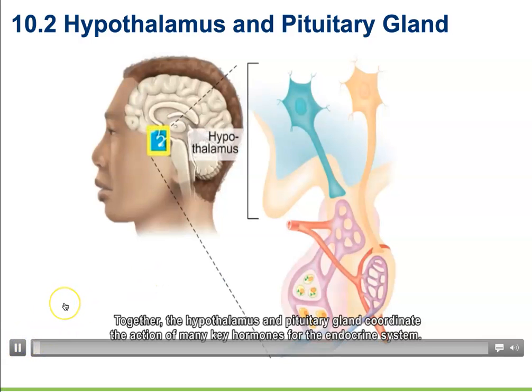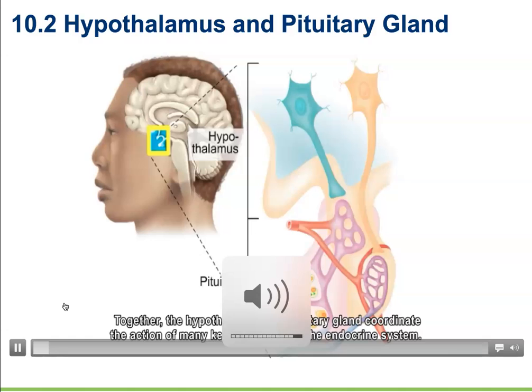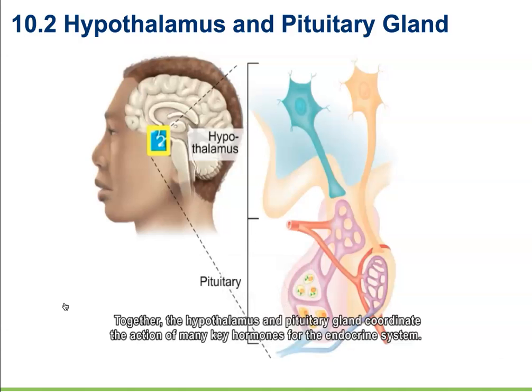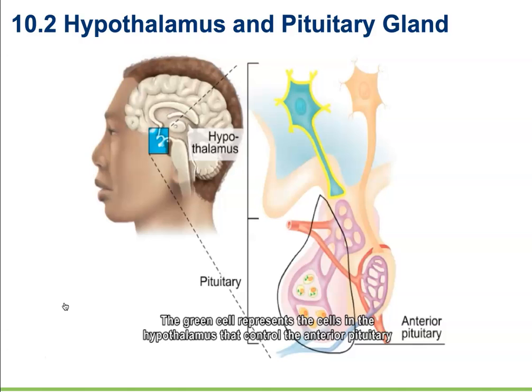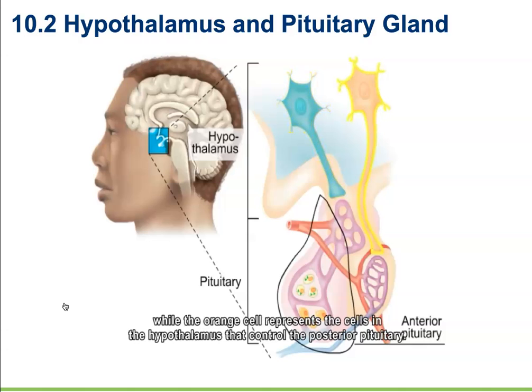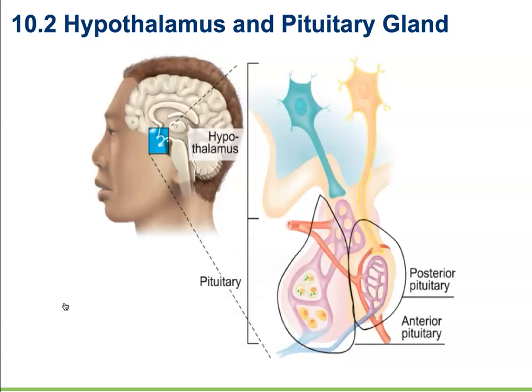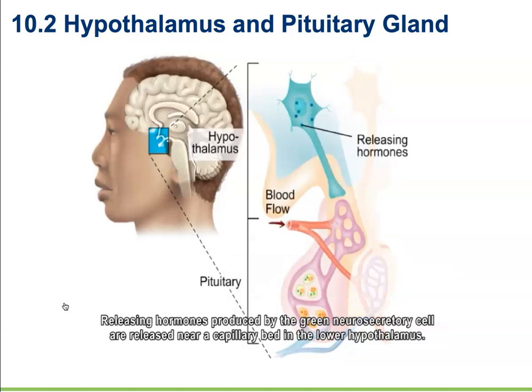Together, the hypothalamus and pituitary gland coordinate the action of many key hormones for the endocrine system. Neurosecretory cells of the hypothalamus control the release of hormones by the pituitary. The green cell represents the cells in the hypothalamus that control the anterior pituitary, while the orange cell represents the cells in the hypothalamus that control the posterior pituitary. Releasing hormones produced by the green neurosecretory cell are released near a capillary bed in the lower hypothalamus.